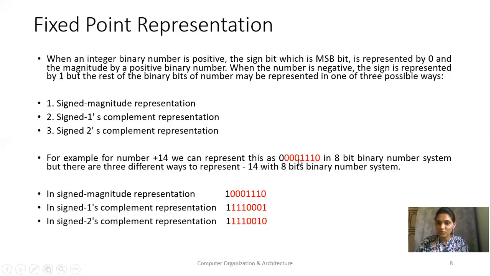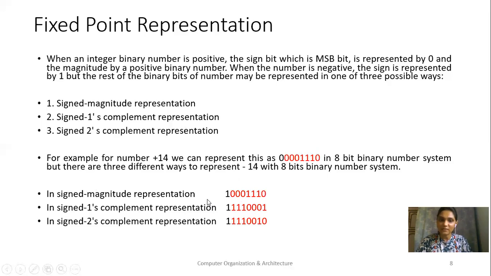The original number is 0001110, and its 2's complement is found by adding 1 to its 1's complement. The 1's complement is 1110010. If you add 1 to just these 7 bits, you will not consider the 8th bit, and we get 1110011. And 1 stays as the sign bit. So this is our representation of minus 14 by the 3rd method.